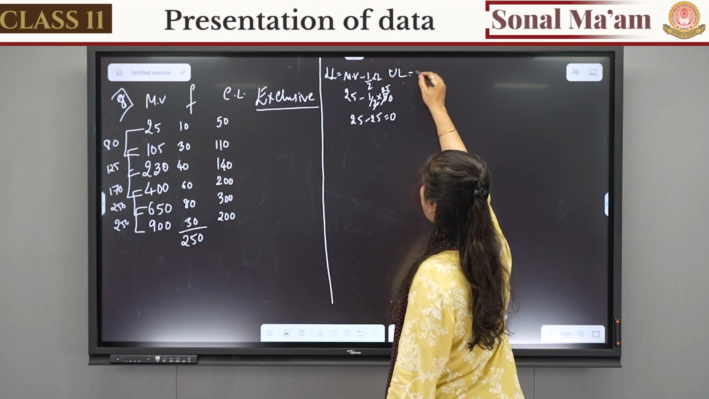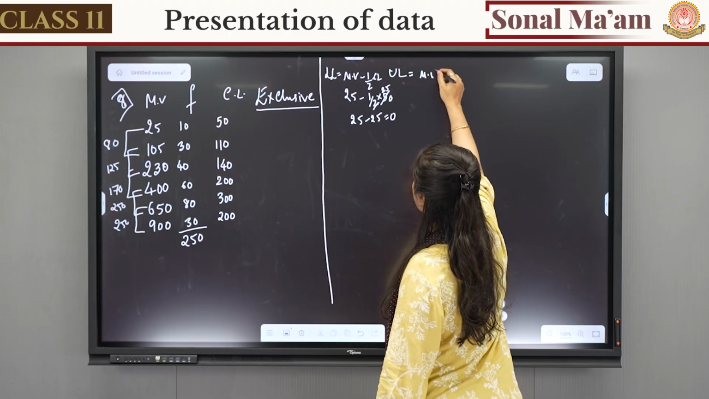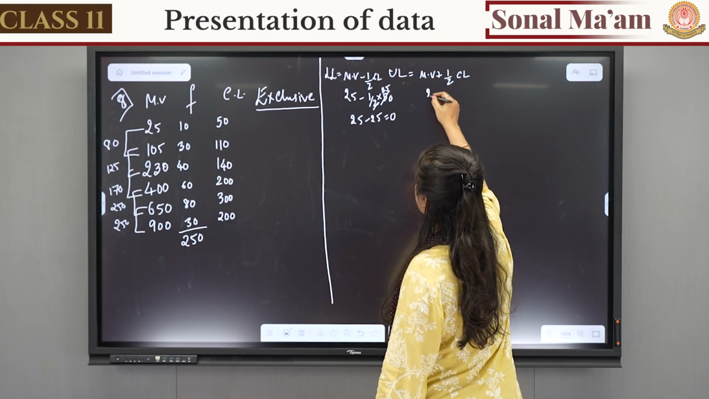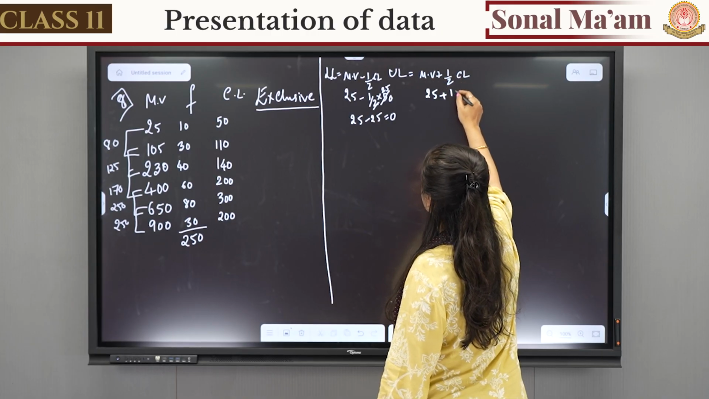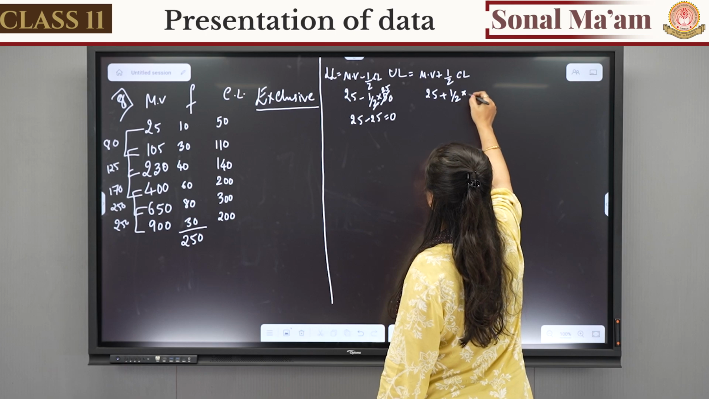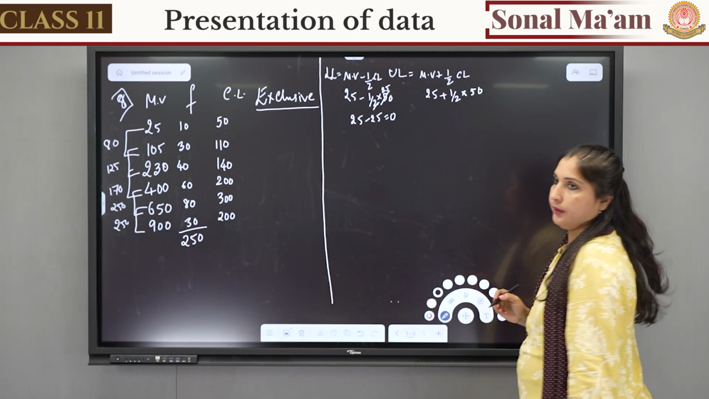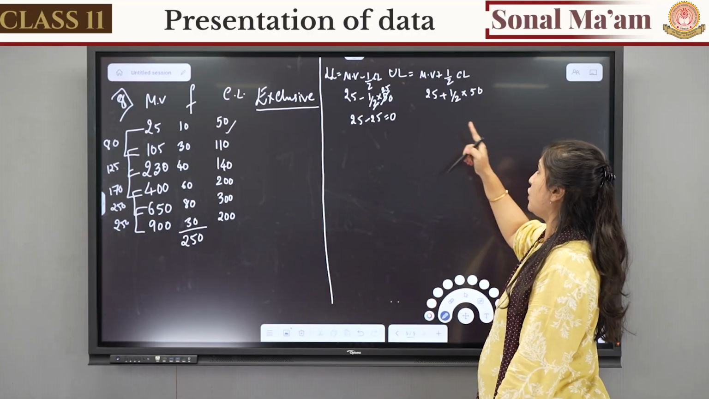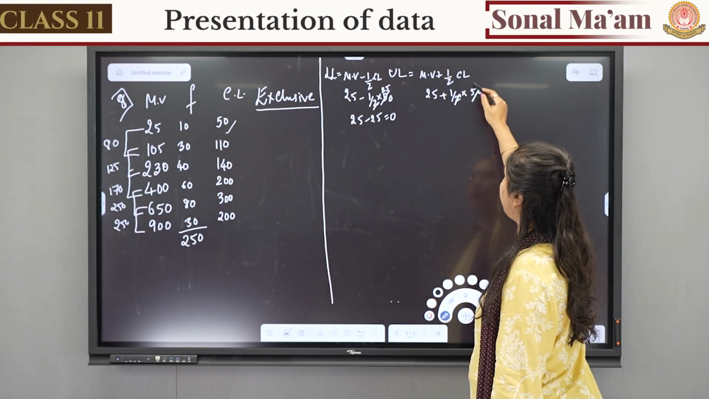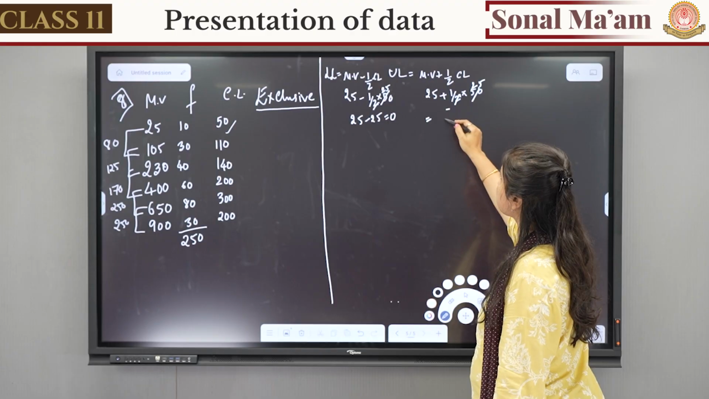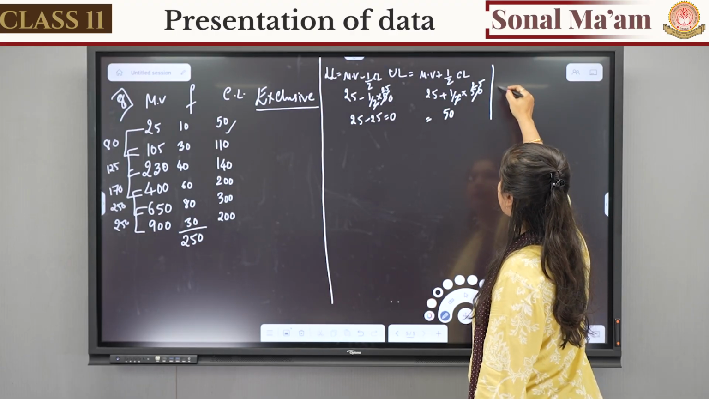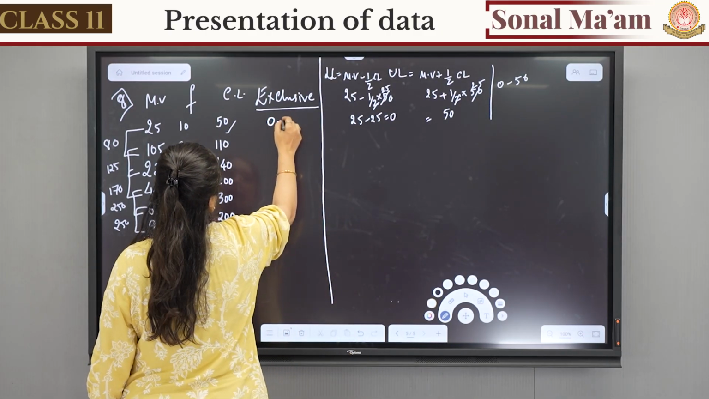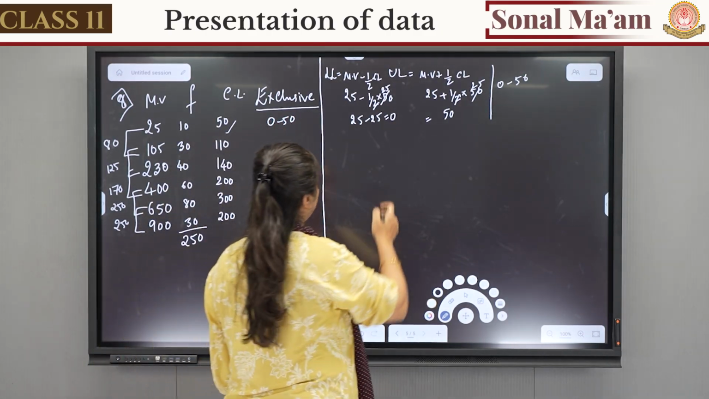Okay, upper limit, how will we find? Mid value plus half class length. Mid value is how much? 25, plus 1 by 2 into class length, which is 50. Class length is given to you over here, see? 50. So 25 again, 25 plus 25 will be 50. So you got the first class. First class is 0 to 50. Can I write over here 0 to 50? Yes, I got my first class, 0 to 50.